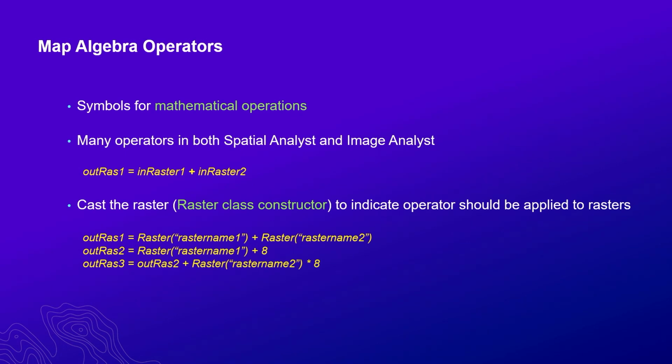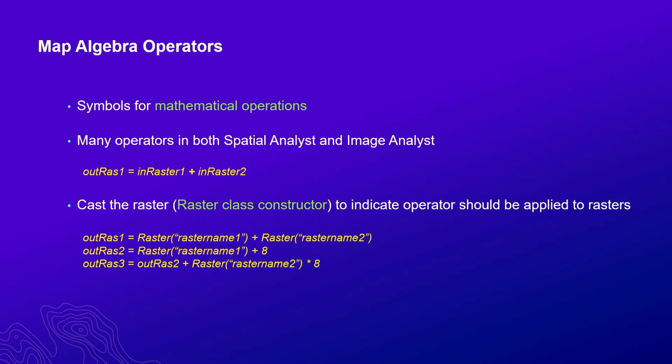The problem is that Python needs to know that you are working with a raster as opposed to a number or a string. And how do we do that? You specify a raster as a raster using the Raster object, so you cast it as a raster. After you do that, you can run any kind of operator and do your work.